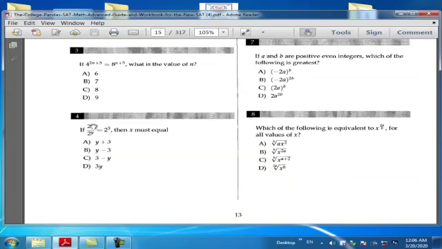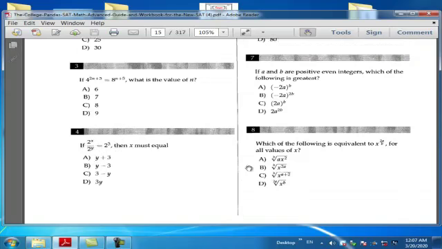And here that is 2 to the power of x divided by 2 to the power of y equals 2 to the power of 3. Then x must be equal, that x here is equal to what? If we say here that is 2 to the power of x minus y, as we said in the rules at the beginning, we are going to subtract the powers. So it's going to be 2 to the power of x minus y equals 2 to the power of 3. That means that x is equal to y plus 3 or 3 plus y, whatever, so it's the first answer.